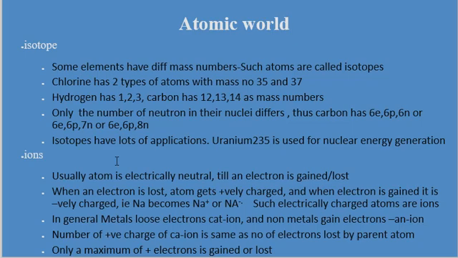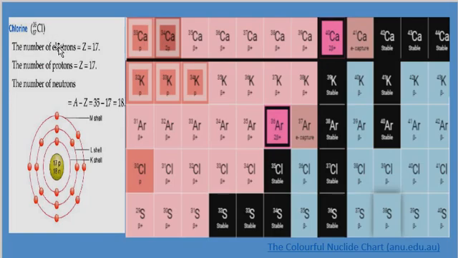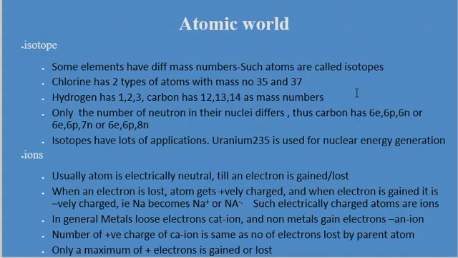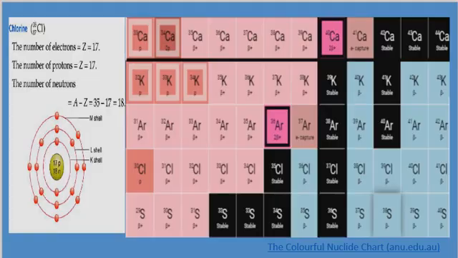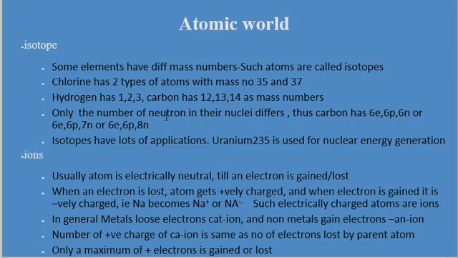Some elements have a different mass number. Some atoms are called isotopes. What is a different mass number? This 35 is a mass number. So when the mass number changes for some reason, there will be two types of chlorine, for example. One will be with a 35, one will be with a 37. If that is the case, then it is called an isotope. Chlorine has two types of atoms with mass number 35 and 37.